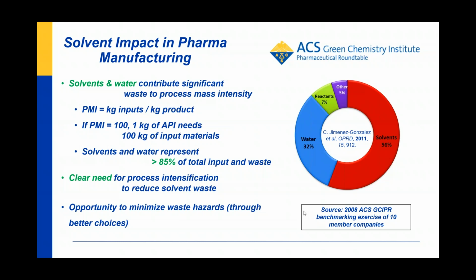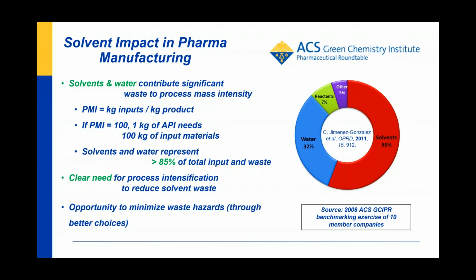This is from a paper in 2011, actually from the Pharmaceutical Roundtable. And the rough pie chart on the right-hand side shows how much solvents and water contribute to a process mass intensity. Solvents contribute 56%, whereas water, such as aqueous washes after the reaction, constitutes 32%. Compared to reactants and reagents, this is greater than 85% and is the vast majority. Obviously, you need process intensification, and solvent recycling is important to reduce the amount of solvent waste, but it's also key, once you do your calculation of process greenness or your benchmarking, that you absolutely include these two elements, the solvents and the water.